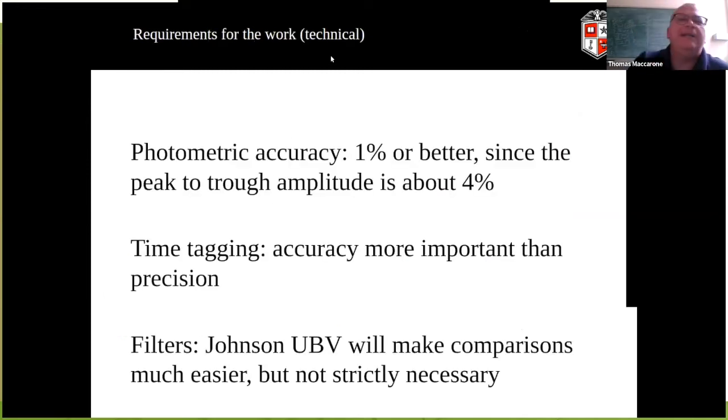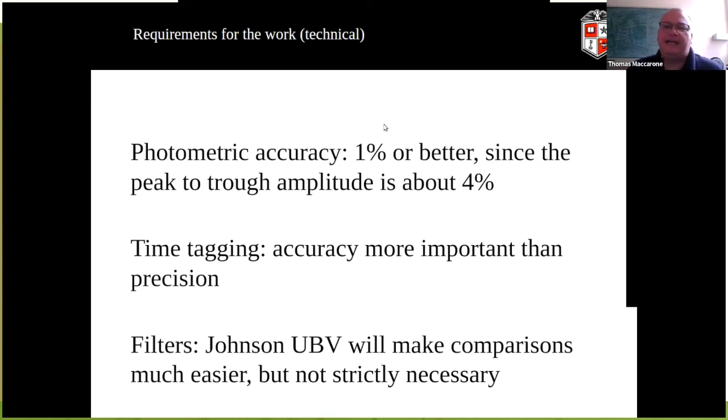All right, so some of the technical requirements for the work. We'd like photometric accuracy for each data point to be about 1% or better, since that peak to trough amplitude is about 4%. Time tagging accuracy is probably more important than precision. So, you know, if you need to take a 3-minute image to get the data out, as long as we know exactly when you took the data, that should be fine. And then filters, Johnson UBV will make the comparisons easier. It's not strictly necessary, but it'll make the project a lot easier to use the data if people do it in the same 3 filters.